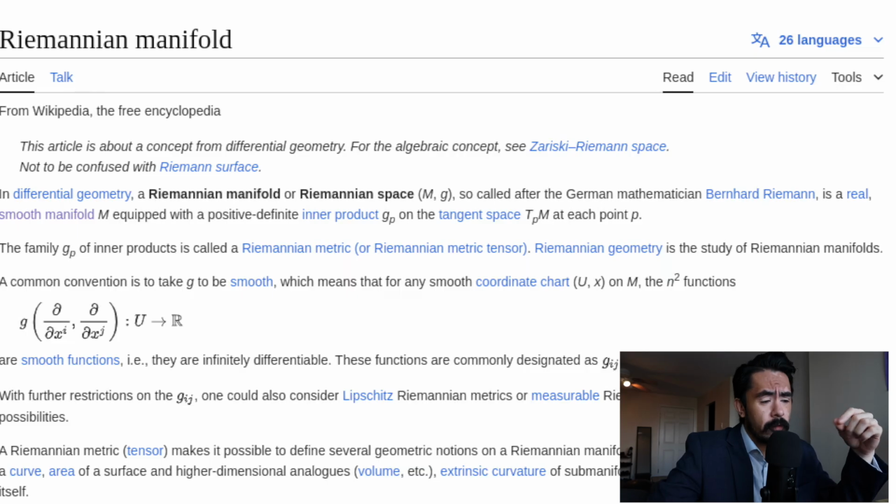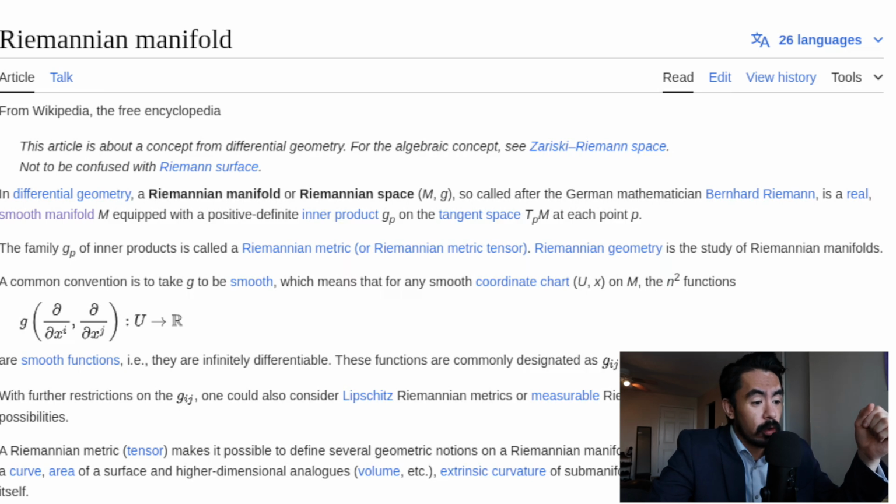So, from Wikipedia, we have a Riemannian manifold. In differential geometry, a Riemannian manifold, or Riemannian space, which is specified by M and G, so called after the German mathematician Bernhard Riemann, is a real smooth manifold M equipped with a positive definite inner product G sub P on the tangent space T sub P M at each point P.